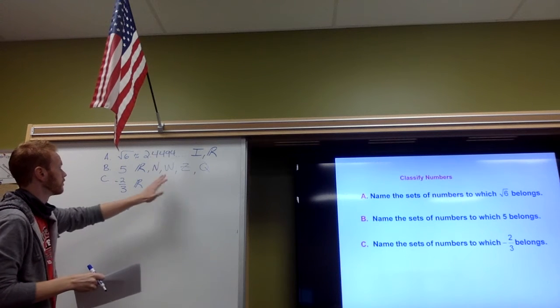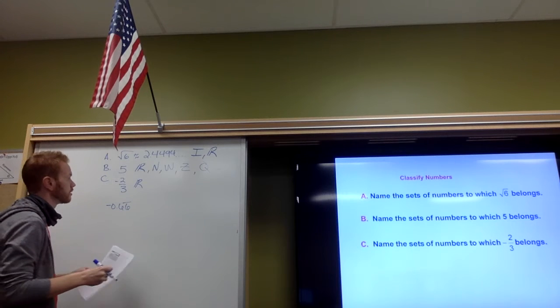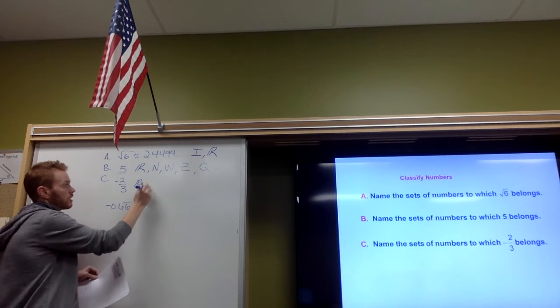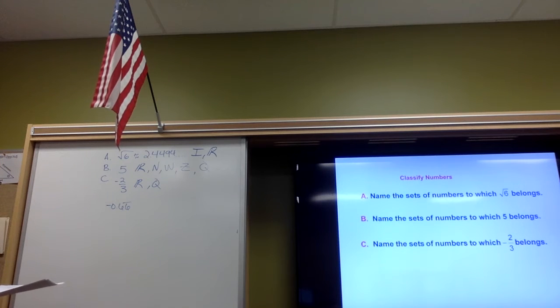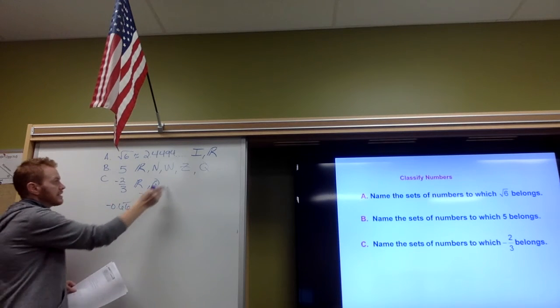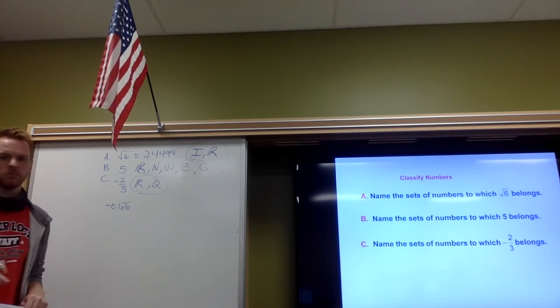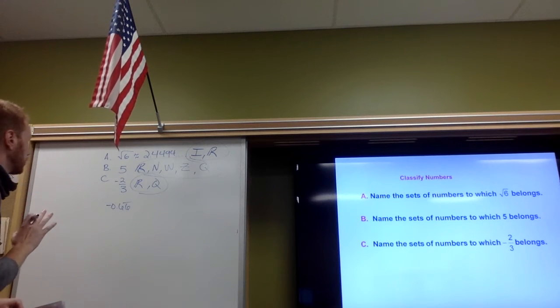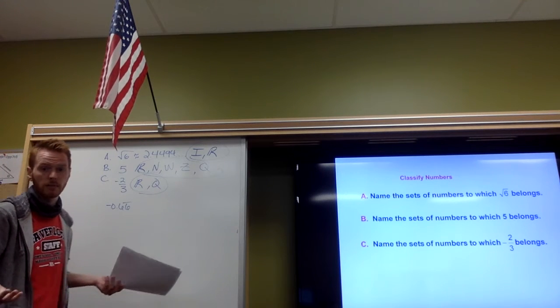It's not going to be a whole number. So our only option, and it's not irrational because it has a pattern, so it just has to be a rational number. Okay? So there we go. That's listing all of the number groups that these particular examples belong to. Okay? And you're going to have to do that on your homework assignment as well.